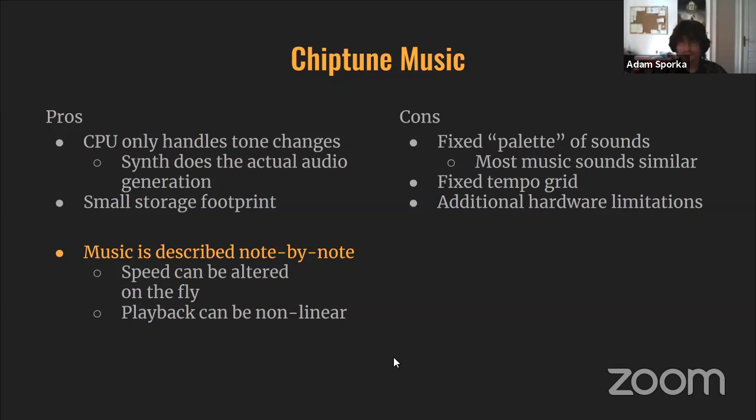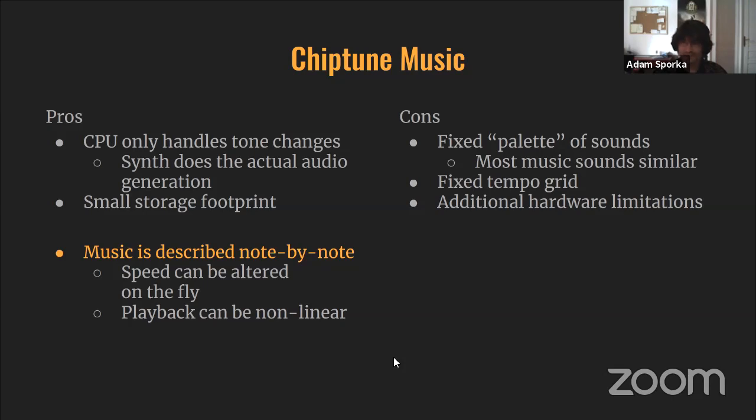The cons of chiptune music is that you have a fixed palette of sounds. So most sounds, most music would sound similar because one hardware unit would typically have just those types of signals which were supported. For example, the Atari 800 had a square wave and a bunch of noises which were also somehow linked to square wave. So that's all you have, right?